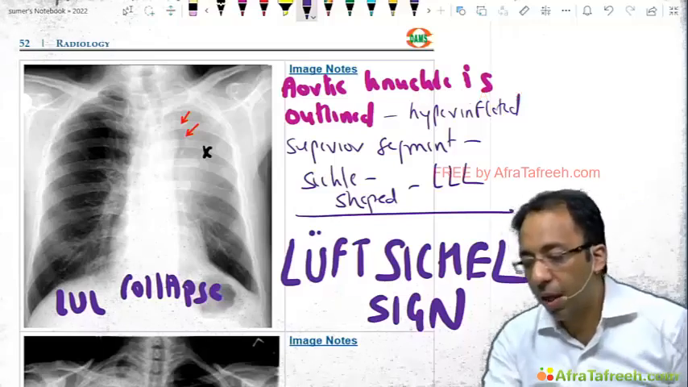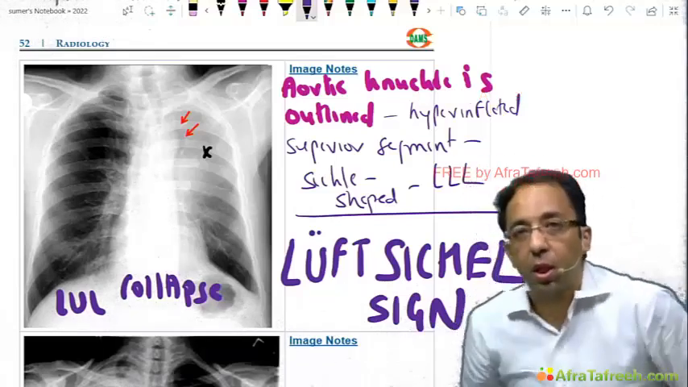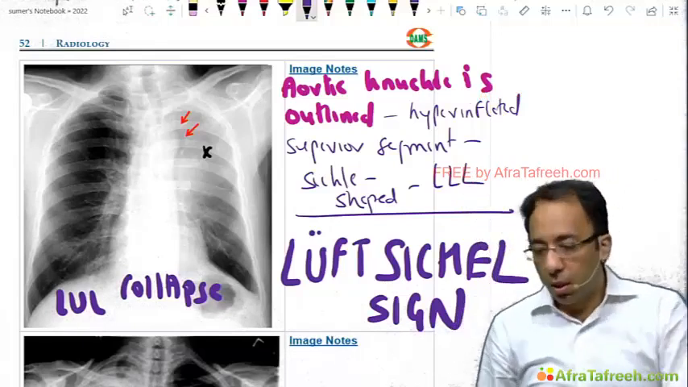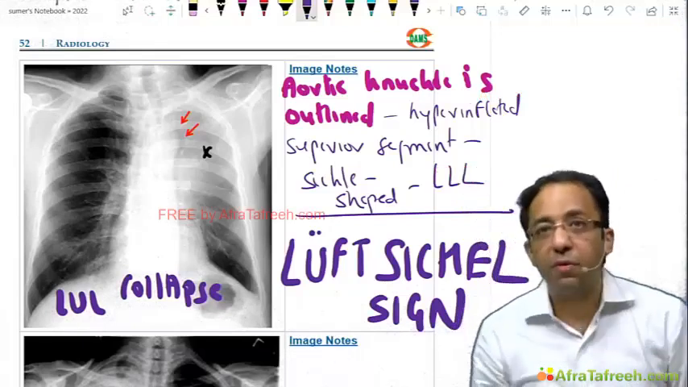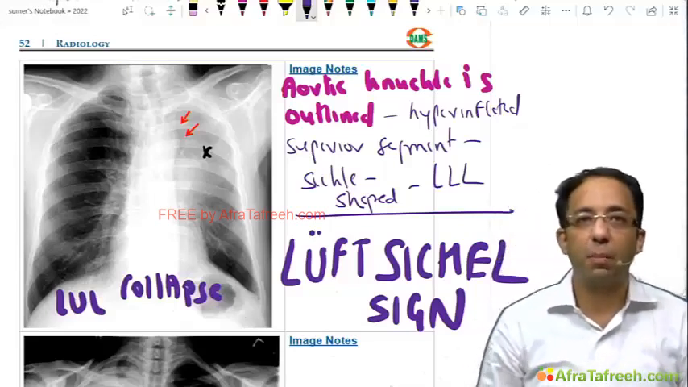Okay. Air-filled sickle sign or Luft Sichel sign. Are you able to understand my question? Okay. Are you able to answer? So in your exam, they will say Luft Sichel sign on chest X-ray is seen in. The answer is left upper lobe collapse.